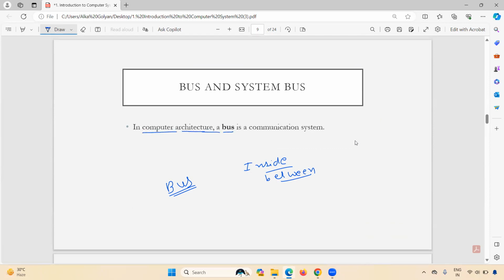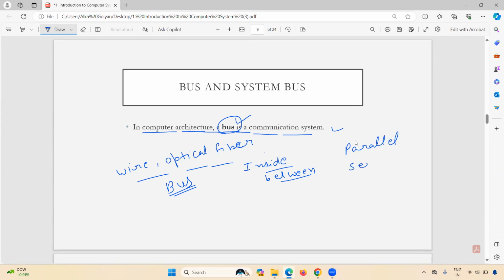Next, the bus architecture is a common communication system. As we already know, the expression covers all related hardware components like wire and optical fiber, and also software, and the communication protocols are also covered in the bus. And the most important thing, it can be parallel or serial. So we already know about this: a bus can be parallel or serial.